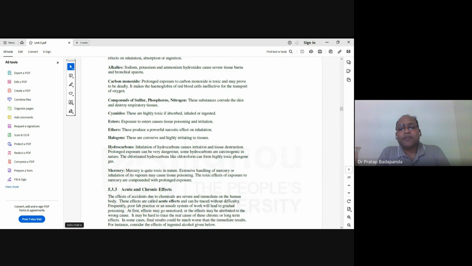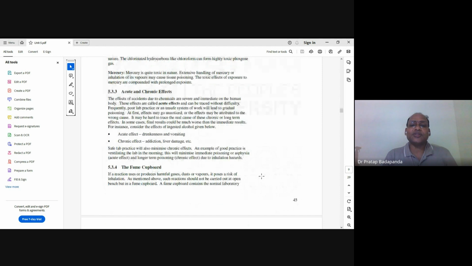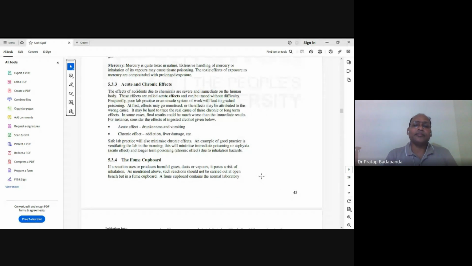Extensive handling of mercury or inhalation of its vapor may cause tissue poisoning. The toxic effects of exposure to mercury are compounded with prolonged exposure. Okay, acute and chronic effect. This is another thing: you see acute and chronic effect, so you have to differentiate. Maybe the question will come: what are the acute and chronic effects? So you have to read these things perfectly.